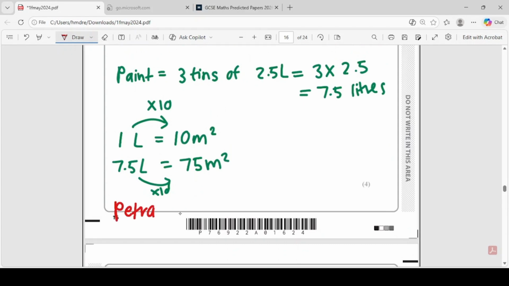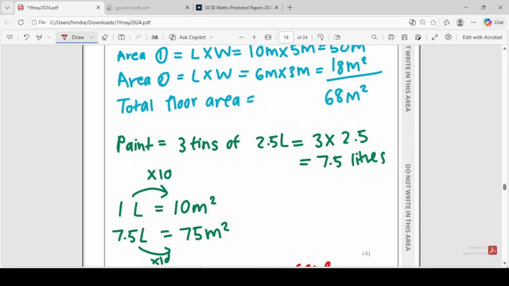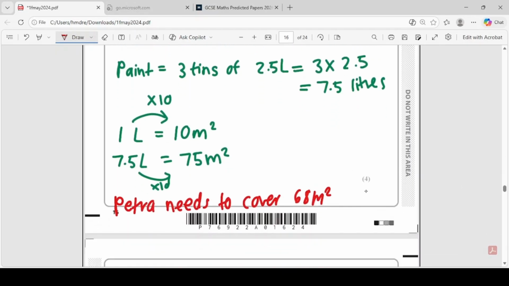So Petra needs to cover 68. That's what we worked out was the area. We worked out that's the area of the floor. She has enough for 75. So the answer is yes, she has enough. More than enough.